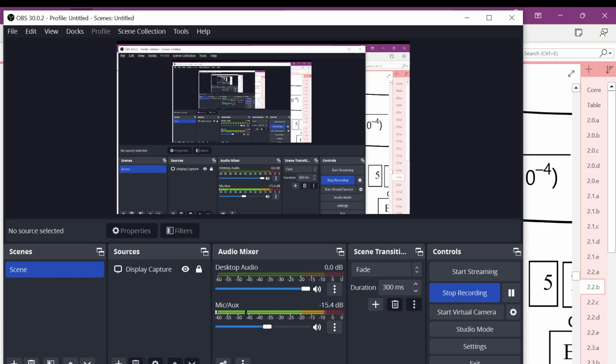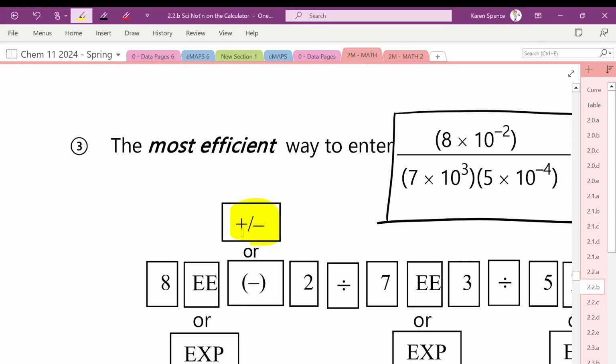Okay. Do not use the minus sign. You're not subtracting, you're changing the sign. So you're either going to use the plus minus, which changes it from positive to negative, or you're going to use the one that's in brackets, which means make it negative, make it the opposite sign.